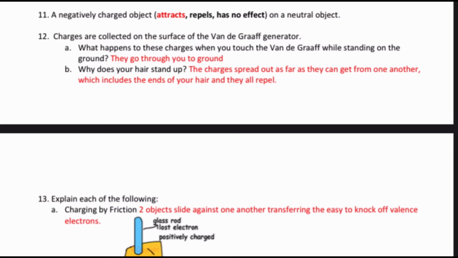And if you were to use a method called grounding, you could get rid of those negatively charged electrons, and then your object will end up being positively charged. I hope I'm not rambling, but that's that. It would attract it, because, yeah, I hope that makes sense.